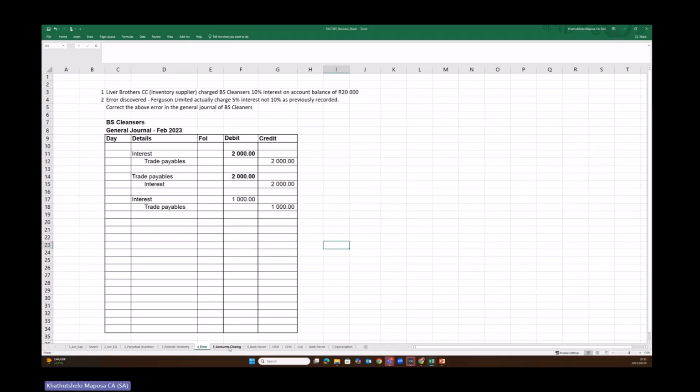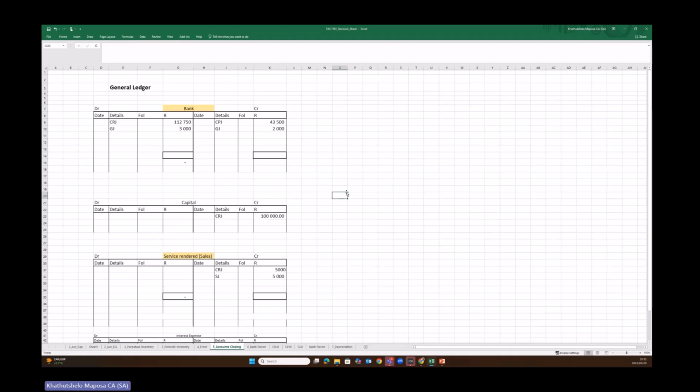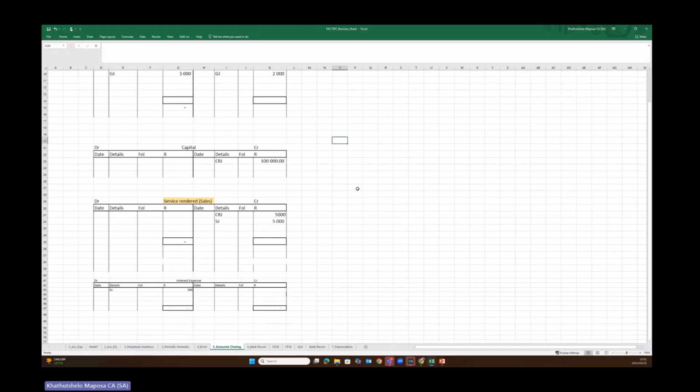Let's go to item number 5 of 7. We're not going to spend much time here because we've already dealt with the closing of trading account earlier on, and I think I've hidden it. Yeah, I've done the right thing.